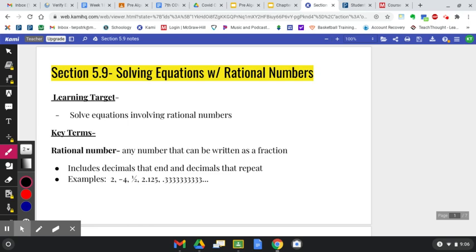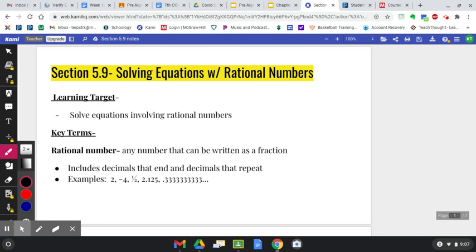All right, let's get into the last section of chapter 5. It's going to be a review of solving equations that we've done in the past chapters, but we're going to be doing it with rational numbers, not just integers. So our learning target is to solve equations with rational numbers.